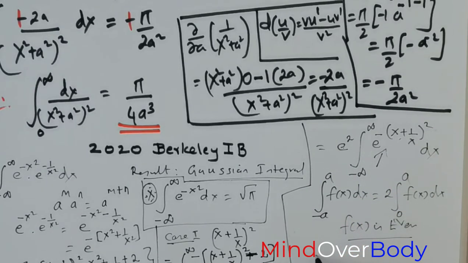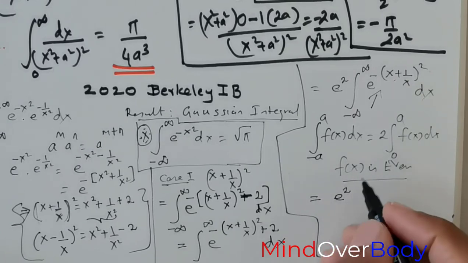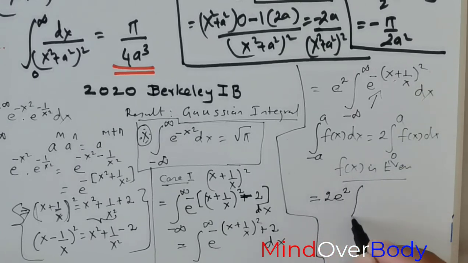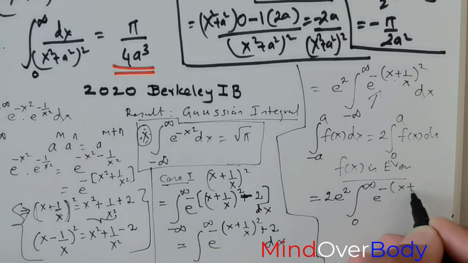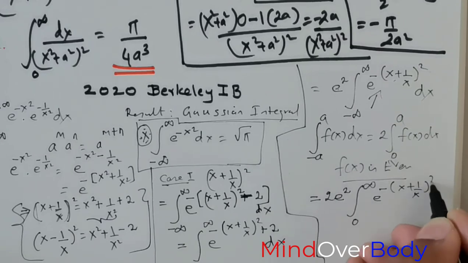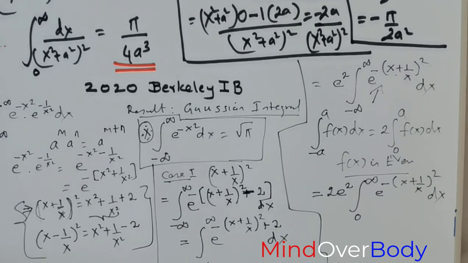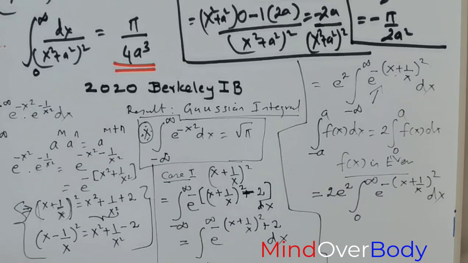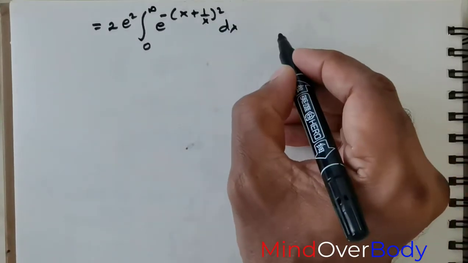So what I'm going to do is rewrite this as e raised to the power of 2 times 2 times the integral from 0 to infinity of e raised to the power of negative of (x plus 1 over x) raised to the power of 2 dx. Now I need to make the substitution. I do not have much space here, so I would like to move to the next page and perform the completion for this question. So now I wish to make the following substitution.